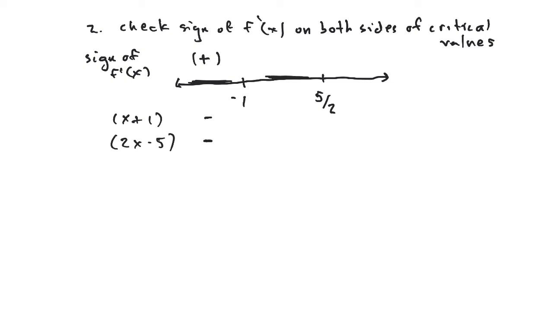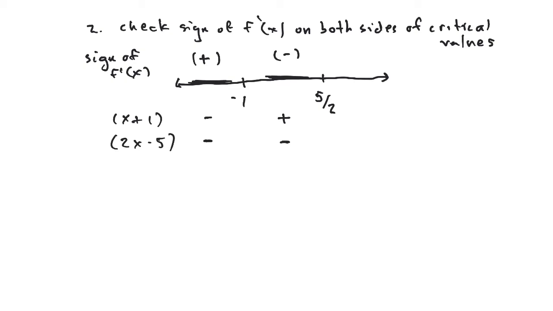Okay? Next thing I'll do is I'll check this region of the number line, so I'll pick a value like 0, and I plug that into x plus 1, and that gives me a positive. And I plug that into 2x minus 5, and that's 0 minus 5, which is a negative. And then again, f prime of x is multiplying these two things together, so it's a positive times a negative, so this is a negative.